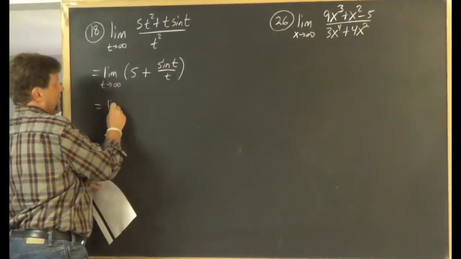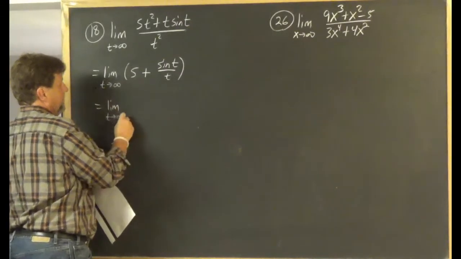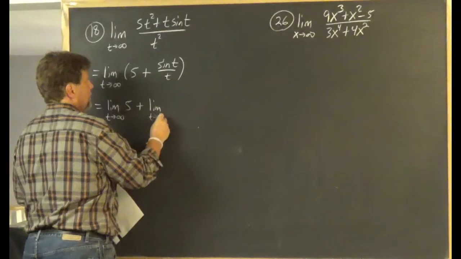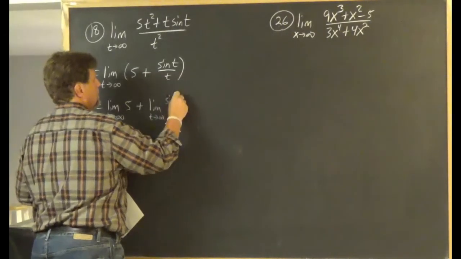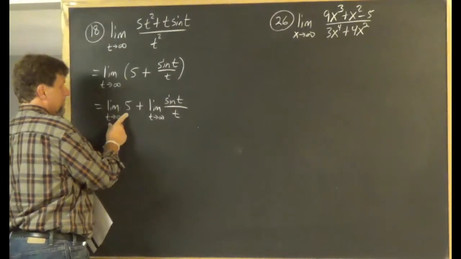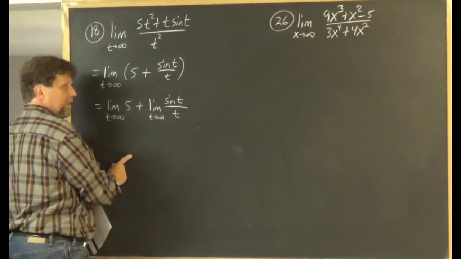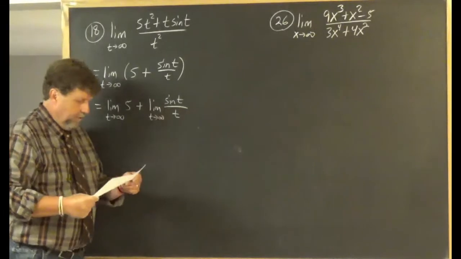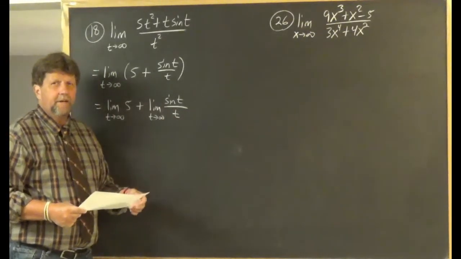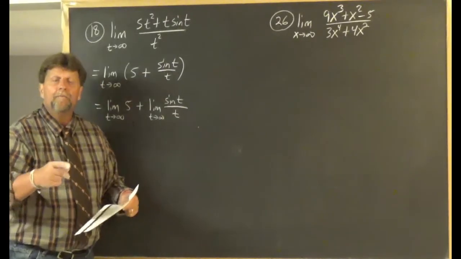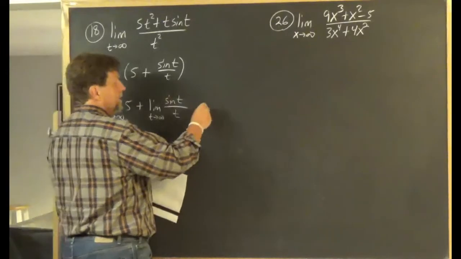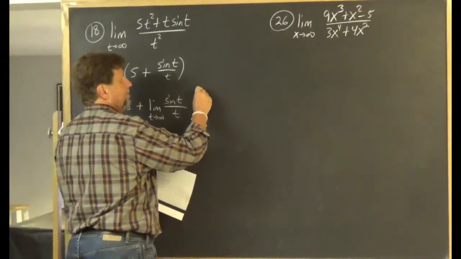Then we have the limit as t heads off to infinity of 5, plus the limit as t heads off to infinity of sine t over t. We know this limit is 5. So now what about this limit right here? The limit as t goes to infinity of sine t over t. Well, hopefully you use the squeeze theorem there. I'll do it like a quick little aside here.